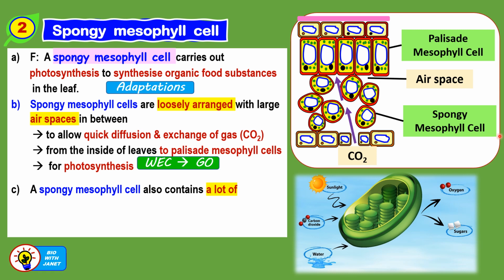Secondly, the second adaptation of a spongy mesophyll cell is that it contains a lot of chloroplasts to absorb more sunlight for photosynthesis. So it also has chloroplasts, the green structures here, to carry out photosynthesis. But it is not the main cell that carries out photosynthesis. All right, the chloroplast is at the highest density in the Palisade mesophyll cells.